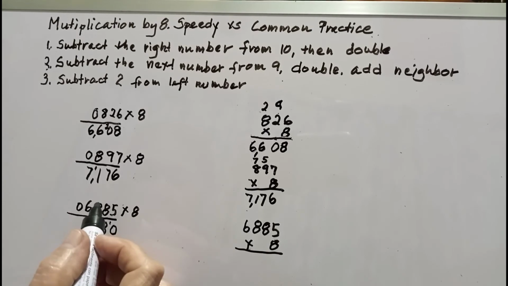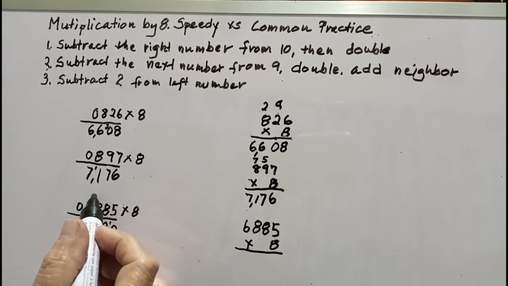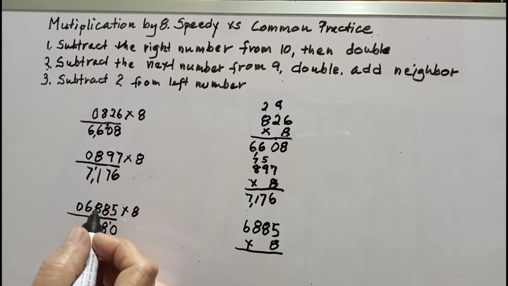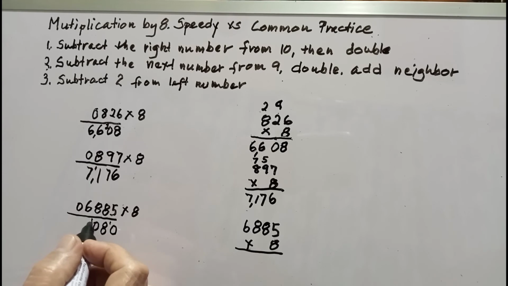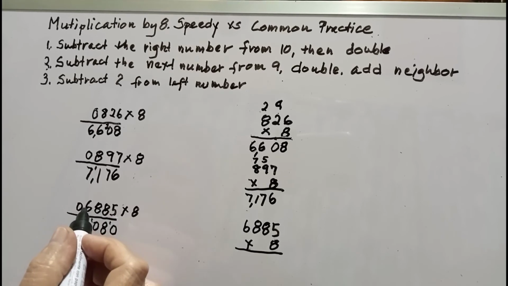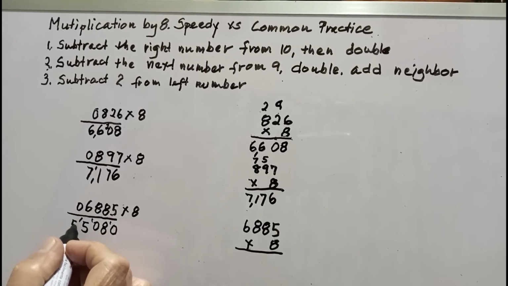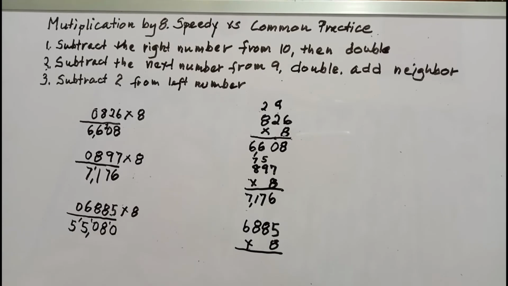And then 9 minus 6 is 3 times 2 equals 6 plus 8 equals 14 plus 1 carry, it is 15. So carry 1. 6 minus 2 is 4 plus 1 carry is 5. So the answer is 55,080. Now let's go to the other side.